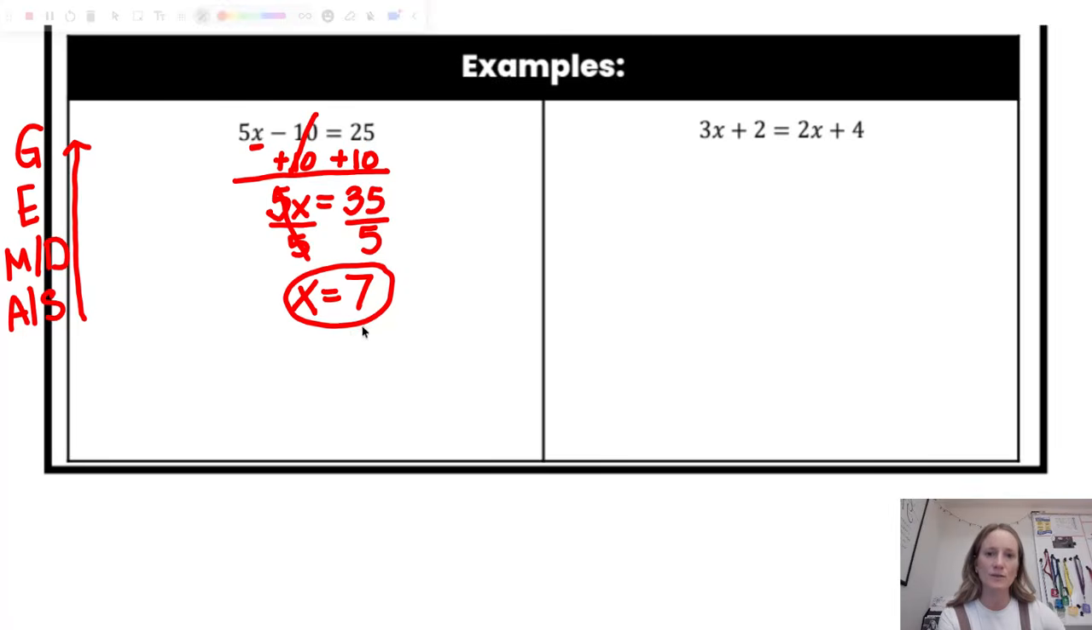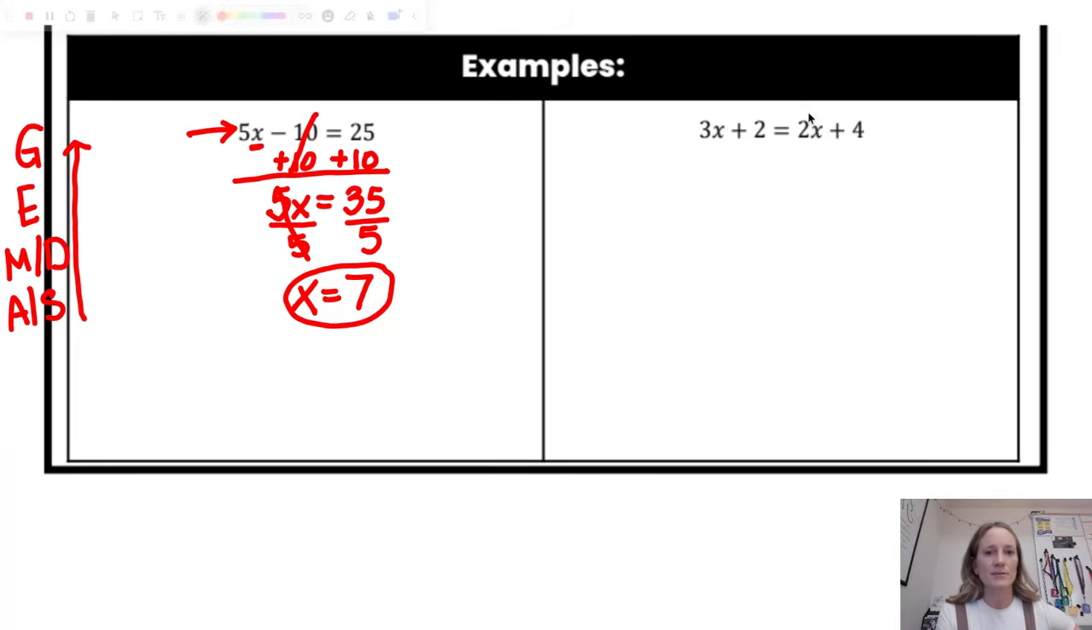7 is the one and only value that, if I were to plug it back into the original equation, would make that equation balanced. If I tried to plug any other value into this original equation up here, I would not get two sides that are equal to each other.